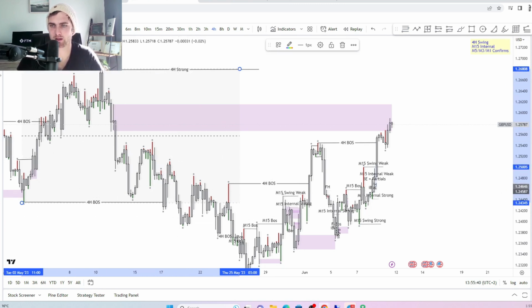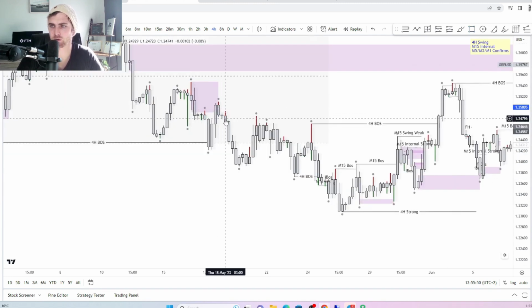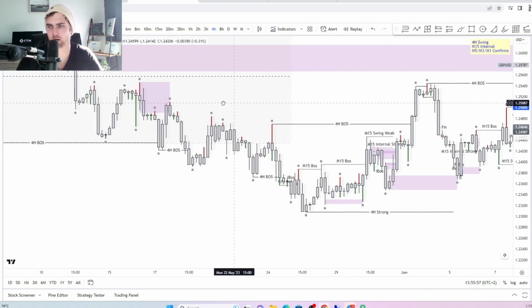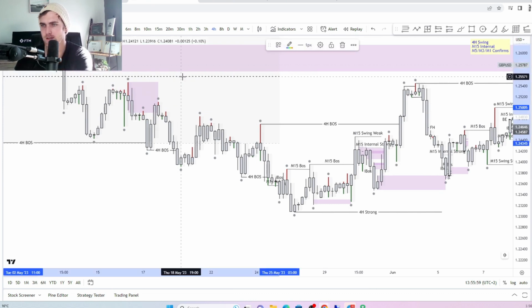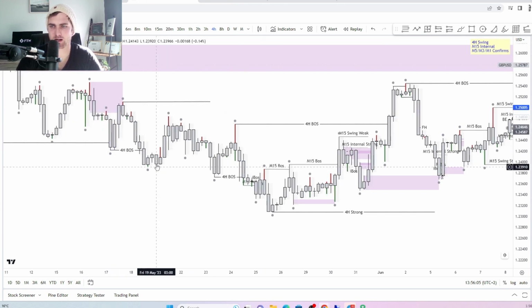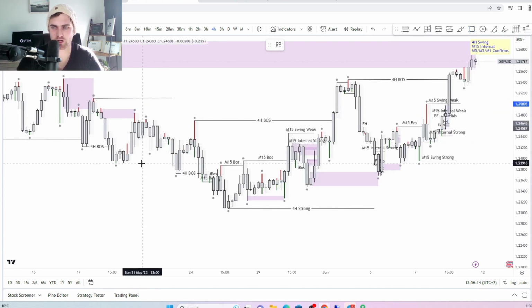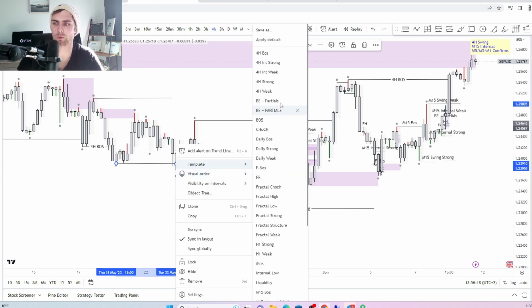The pullback into areas of supply over here creates that internal structure time frame to the downside, looking to target these weak lows, which was then another 4-hour break of structure to the downside created by this 4-hour weak high. Price has that pullback into relative price action, respecting areas of supply, has that internal time frame change of character to now target the 4-hour weak lows, which was another 4-hour break of structure.